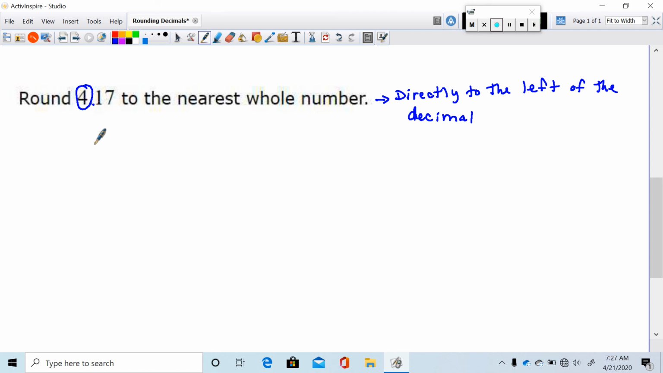Now, none of these examples added 1 to it. They were all just going down, but that's okay. So you look at the number next to that. If that number were a 6, then you'd have to say 4 plus 1 and write the 5 down. But it's not. It's a 1. It's less than 5. So that means leave the circle number alone. Anything after that becomes zeros.